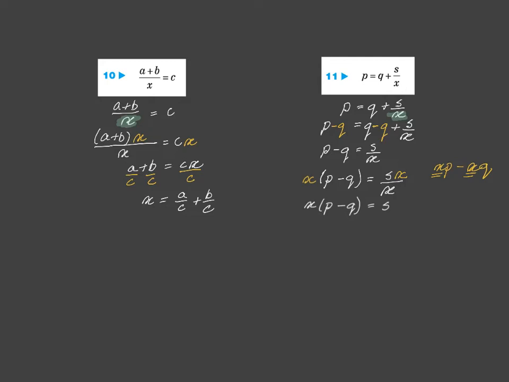And then on the right, I have s, because x divided by x is 1. Now it's quite easy. I need to isolate the x on the left-hand side, so I divide by p minus q, and then I balance it by dividing by p minus q on the right. Let's see what I've done. P minus q divided by p minus q is 1, x on the left, and on the right I have s divided by p minus q.